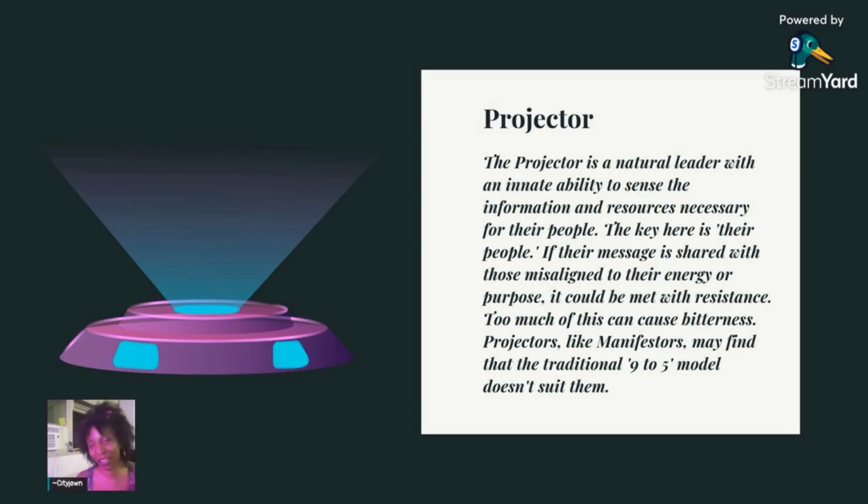Similar to a projector. Projectors are the other non-sacral beings. They're natural leaders with the innate ability to sense what is needed, sense the resources that are needed, sense what people need to know, and to deliver it to their people. But that's the key word.